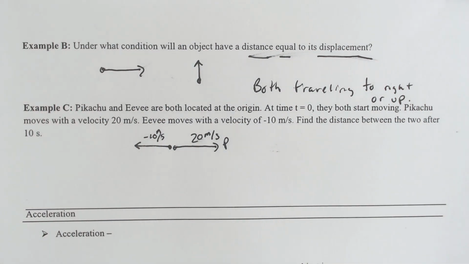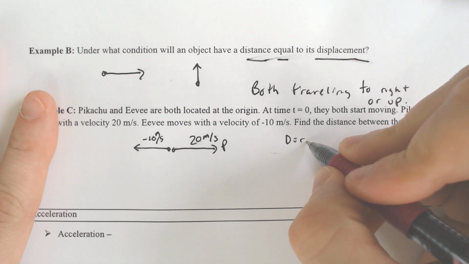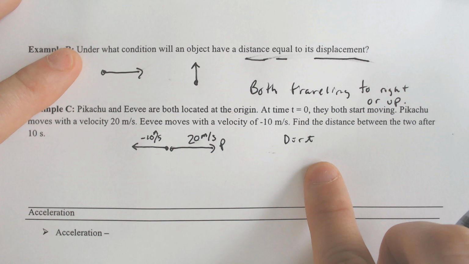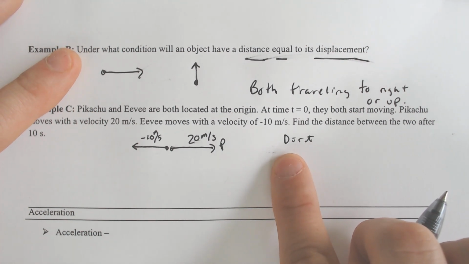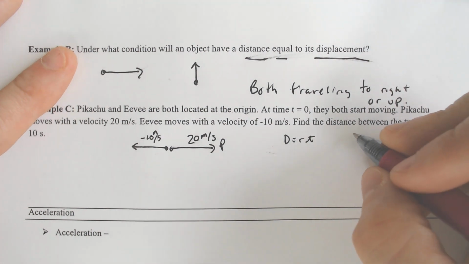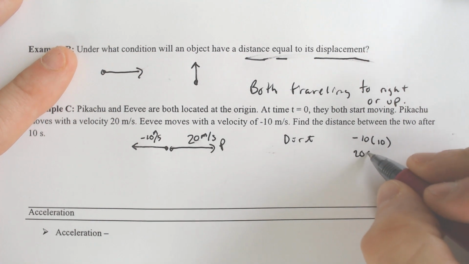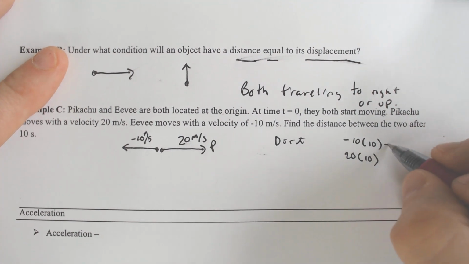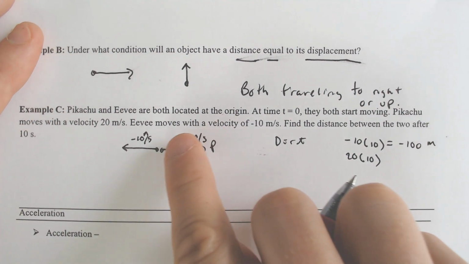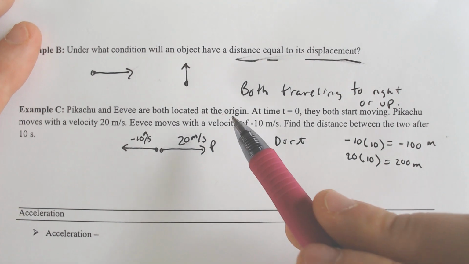Well, how far are they after 10 seconds? Using the formula, distance equals rate times time, which we are going to adapt in a very near future video, basically, the displacement can be replaced in this way as well. So how far have each of them traveled? We have the rate of negative 10 times 10 seconds, and the rate of 20 times 10 seconds, which would give us negative 100 meters for Eevee, and 200 meters for Pikachu.